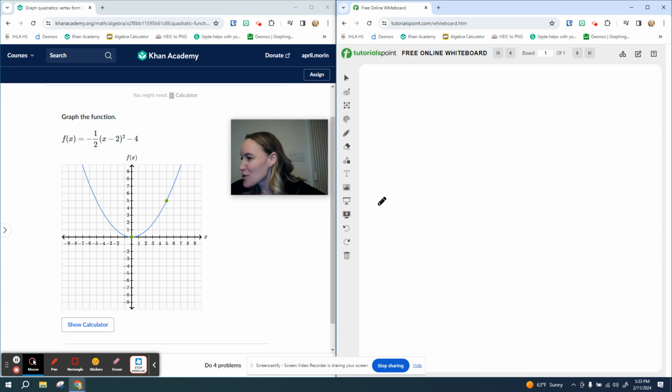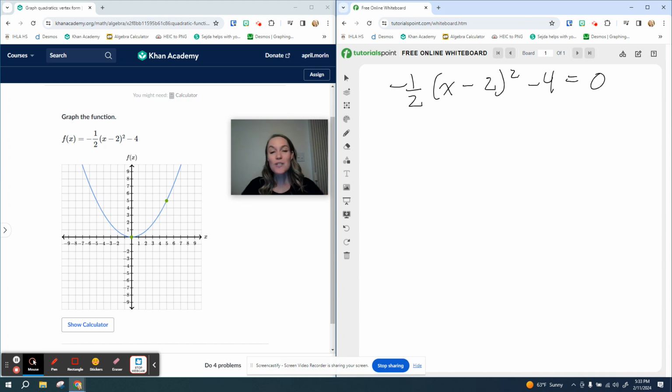Okay, so our function is negative 1/2 (x minus 2) squared minus 4 equals 0. So we're just doing what we did before. We're going to subtract things over. We're going to solve for x. And we're just going to find the zeros first. All right. So add 4 over, right? So negative 1/2 (x minus 2) squared equals positive 4.